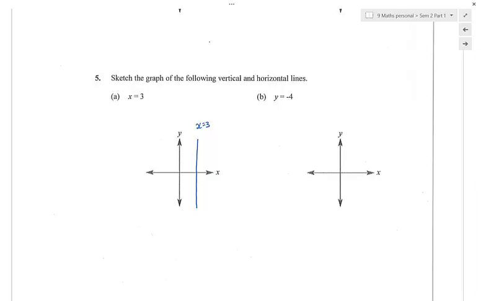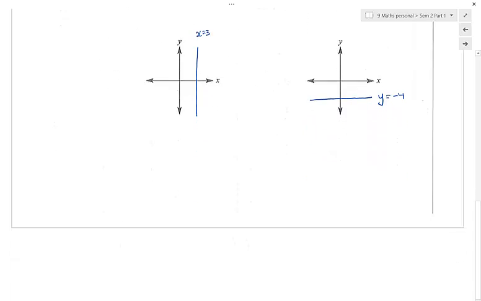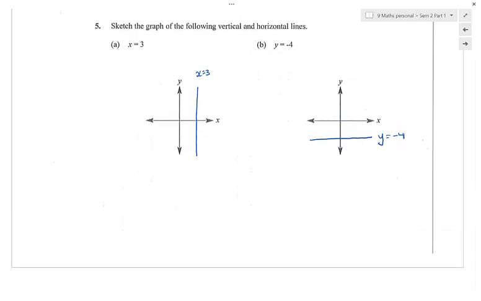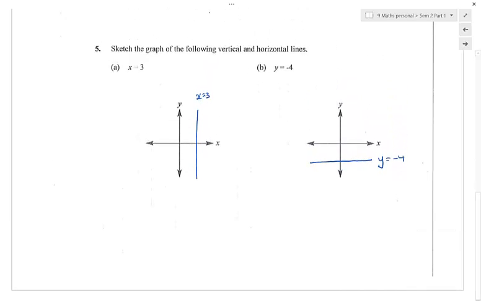If I was to divide by 0, your calculator would tell you that that's undefined. And y equals minus 4 is just going to look like this. Yep, that's right. y equals minus 4 is a horizontal line with a gradient of 0. Very good. Okay, so I reckon that pretty much sums up what you need to do in linear.